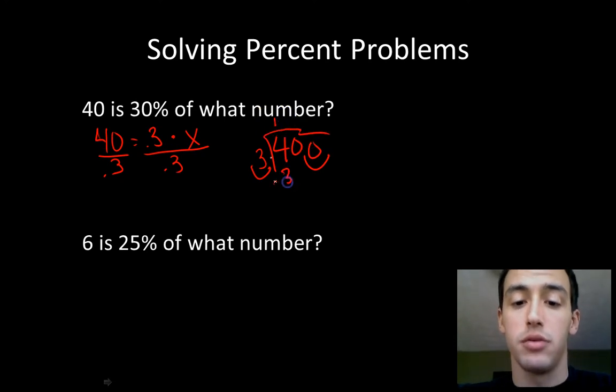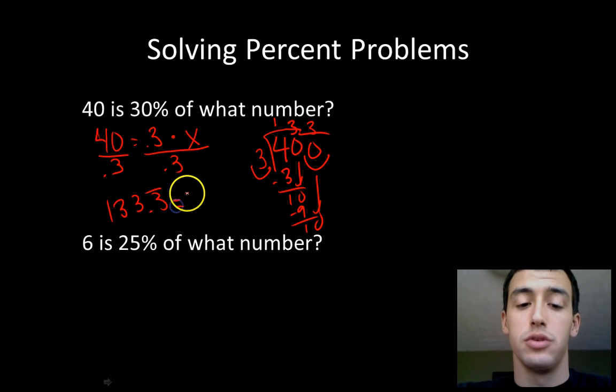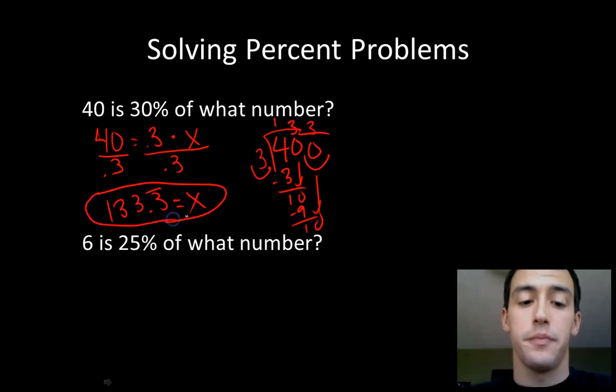You get 1, 3, 3, 9, and you're going to see it keeps on repeating. So 133.3 repeating is equal to x.